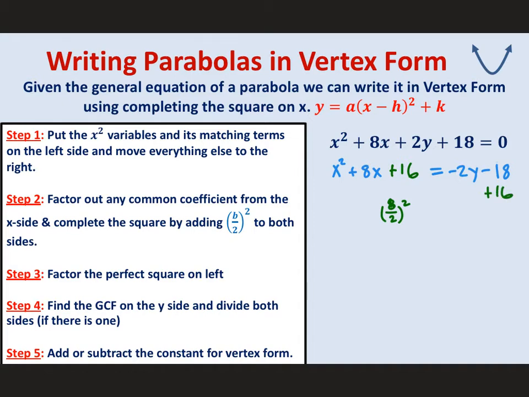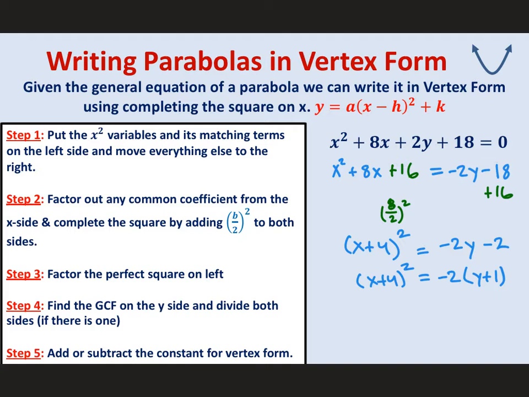All right, so now that left side should factor quite nicely. So that's going to factor to be x plus 4 times x plus 4, which is x plus 4 squared. This is going to equal negative 2y minus 2. On the right side now we can pull out a common factor. So we're going to pull out a negative 2, and we'll get y plus 1 left over. And then we still have our x plus 4 squared.